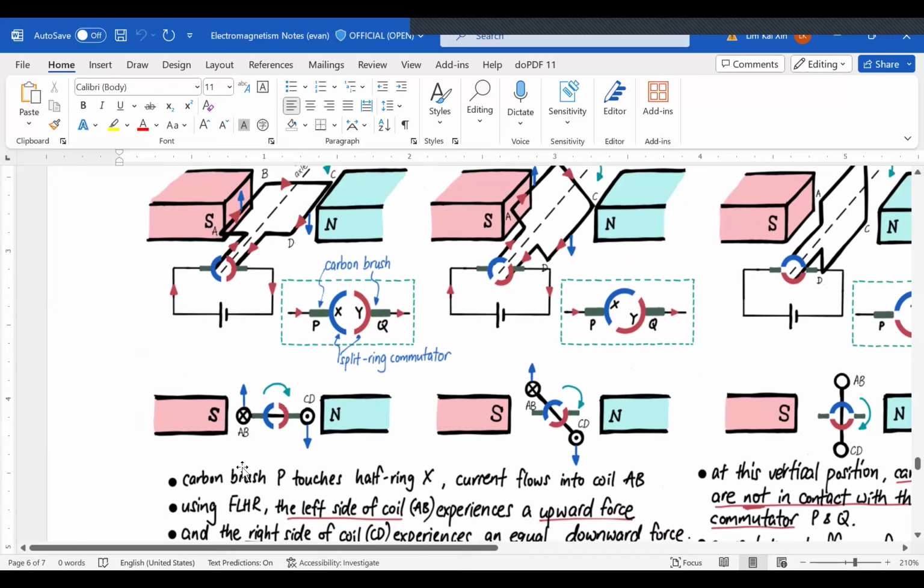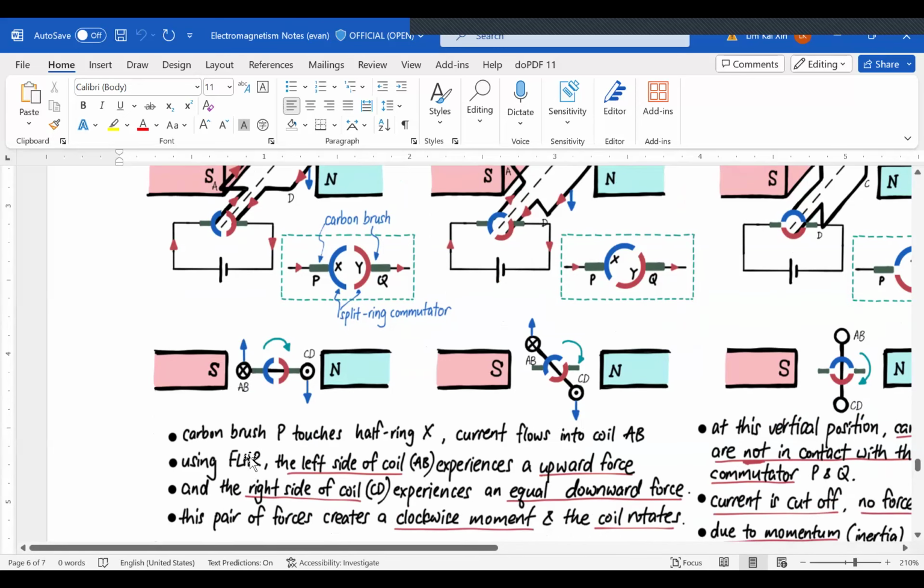X split ring commutator and Y split ring commutator. If you were to apply Fleming's left-hand rule with a magnetic field from north to south, and the current going into the paper, you will observe that at the side AB, there will be an upwards force. And on the side CD, there will be a downwards force.